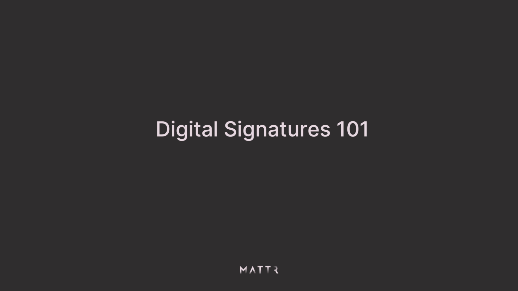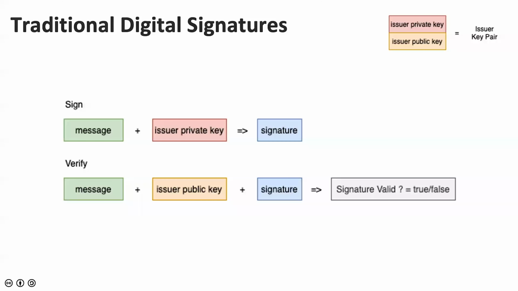So just as a bit of a digital signatures 101 to frame up the thinking around what BBS Plus is. Traditional digital signatures look a bit like this. You have a message, and by message I mean virtually anything that you want to sign or protect the integrity of. It can be a message or a payload. You use what's known as a private key, and a private and a public key are often associated in the form of a key pair. And you use that to produce a signature.